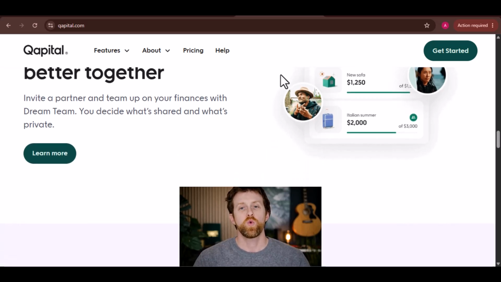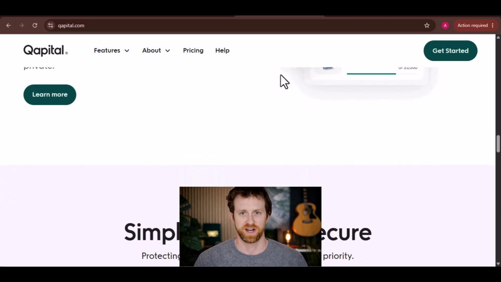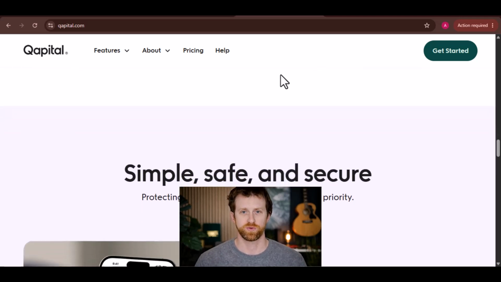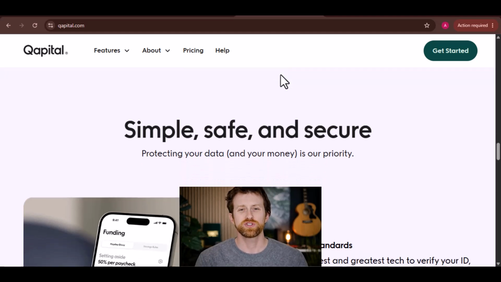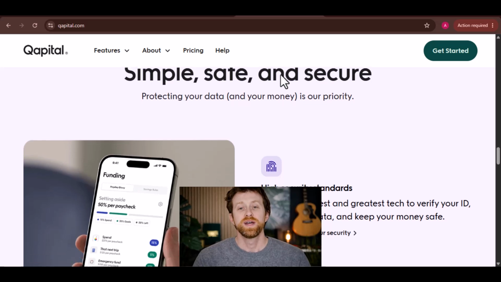First, you need to open that Qapital app on your phone. Look at the bottom of your screen. Do you see an icon with two arrows pointing in opposite directions? That is your Move Money tab. Tap that icon. Once you are in there, you are going to tap on New Transfer.